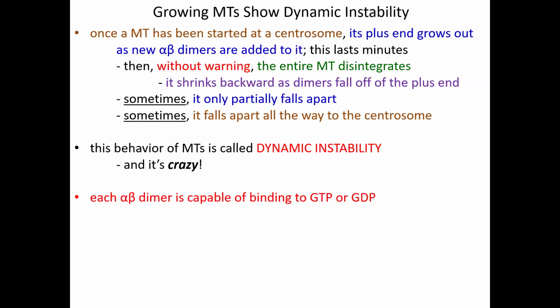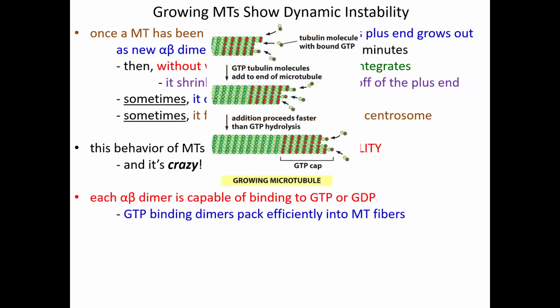Each alpha beta dimer is capable of binding GTP or GDP. Don't tell anybody else I said this, but you can kind of sort of think of tubulin dimers as G proteins. When these tubulin dimers are bound to GTP, they readily bind protofilaments and add to the growing plus end. GTP-bound tubulin dimers efficiently join the growing ends of microtubules. So when we see a microtubule growing, it's growing because tubulin dimers containing GTP are adding themselves onto the growing end. And in fact, we call this a GTP cap.